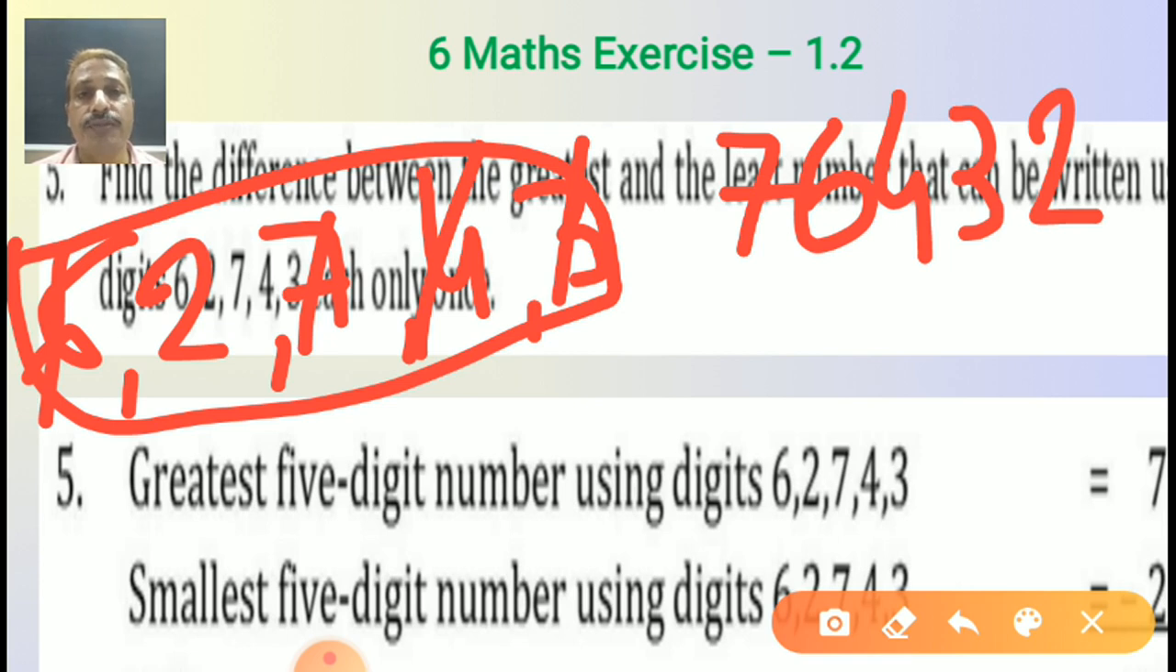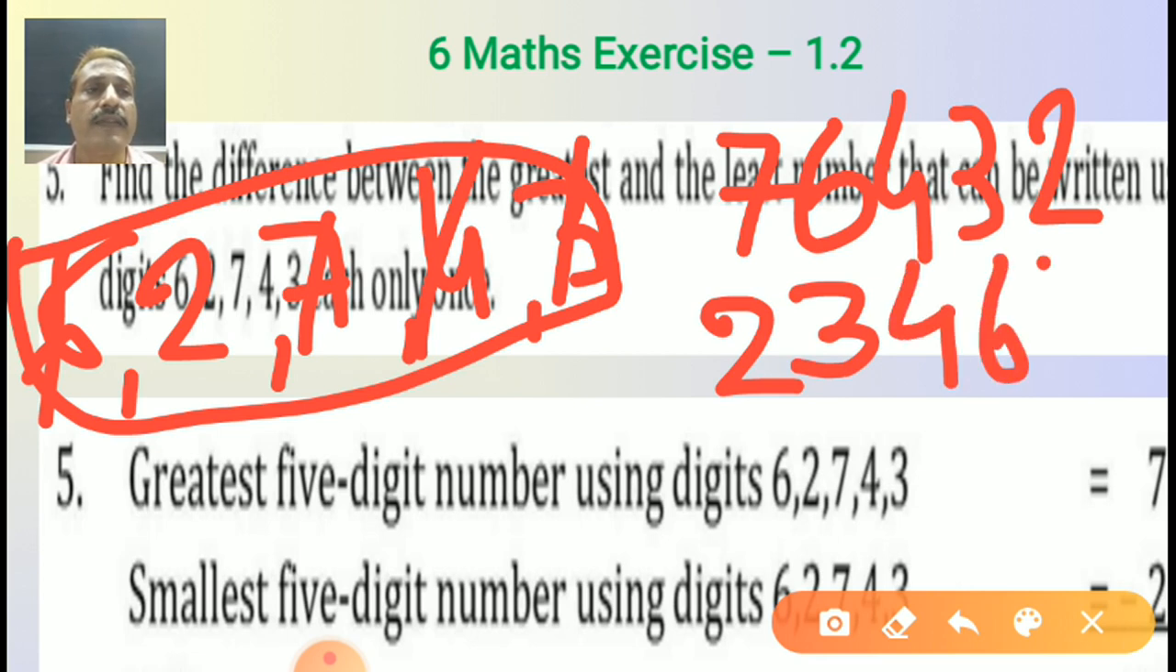using these digits. Now what they asked: difference between greatest and least. Least means smallest. We know how to make the smallest number. The small number has to come first. 2 is the first number. After 2 there is a 3, there is a 4, there is a 6, and there is a 7. Yes, my dear students, it's the reverse of the first number. Yeah, some are very good. Yes, I know you are very smart. You found that one. This number is like this, just reverse it.